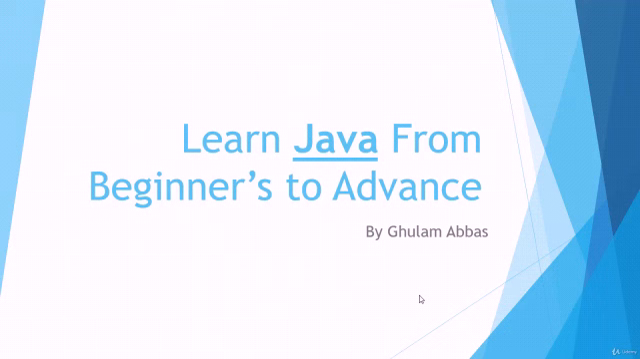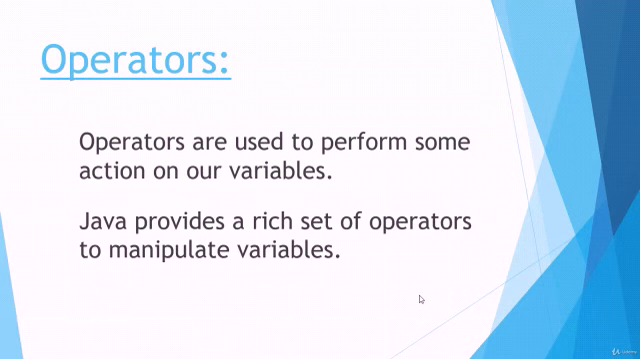Today in this video we are going to discuss the operators. Operators are used to perform some actions on our variables. Java provides a range of operators to manipulate variables. If we want to perform some operations on our variables, then we use operators, and Java has given us a bunch of operators that are very helpful in programming.